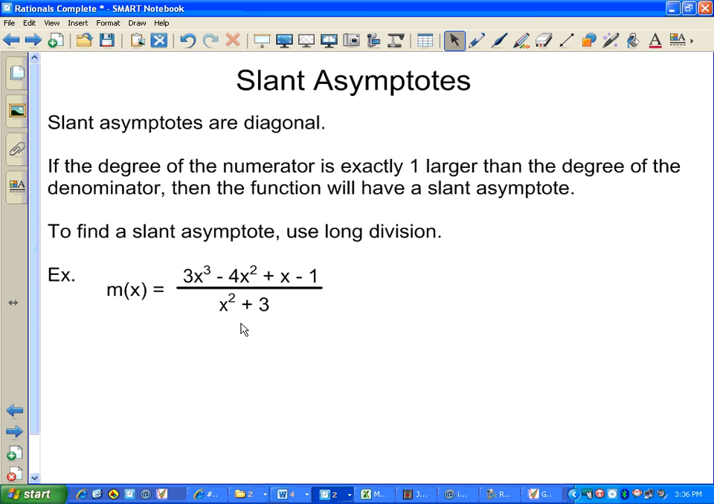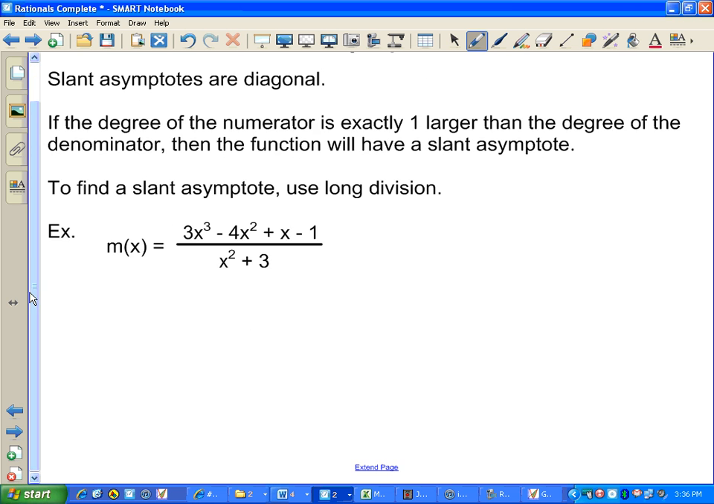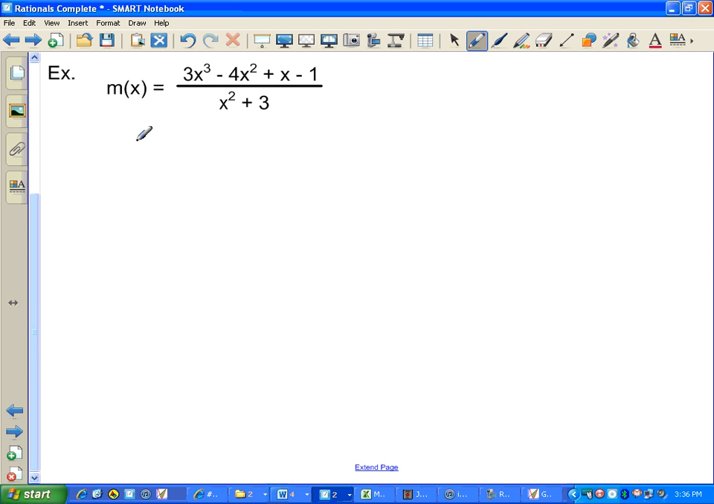In order to find these slant asymptotes, we're going to use our old friend, polynomial long division. You could also use synthetic division if you prefer, but in this case synthetic wouldn't work because I don't have a degree of 1 on the bottom. That's the only time you can use synthetic division. Most of the time it's not going to work, so you have to use polynomial long division. I'll show you how this works.